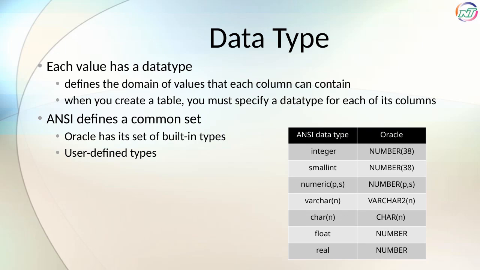For example, an integer or small int in ANSI corresponds to Oracle's number type set to 38 digits of precision. Similarly, numeric types with precision and scale translate to number with those parameters in Oracle. Character data like varchar and char become varchar2 and char in Oracle, respectively. Floating point types such as float and real are represented by number as well. Additionally, users can create their own custom data types to suit specific needs. Understanding and correctly defining these data types is crucial when designing tables, as it governs how data is stored and managed within the database.